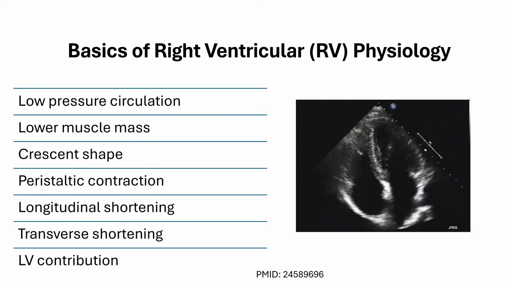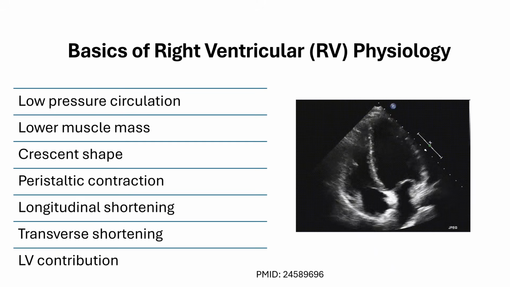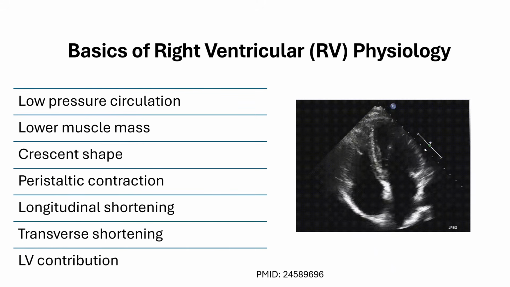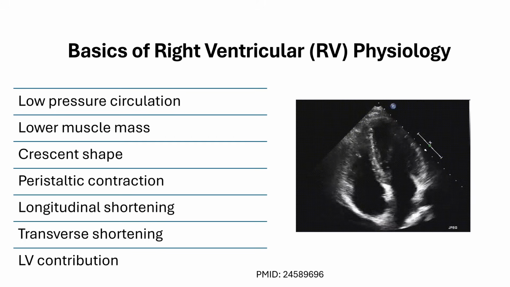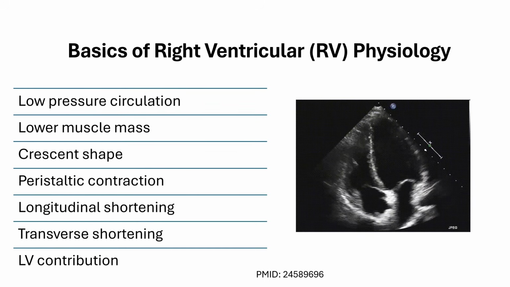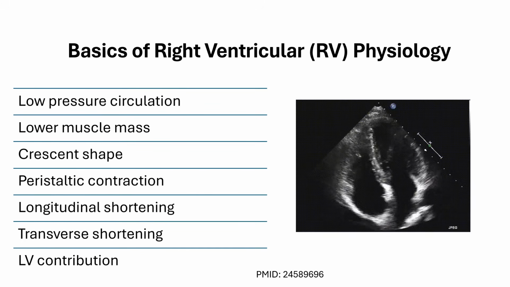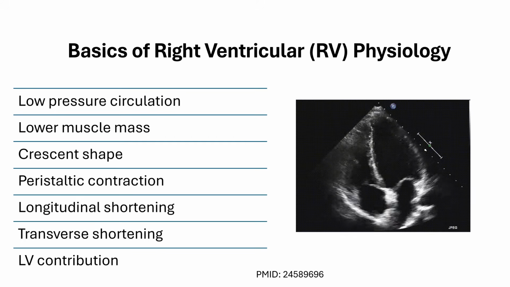Let's discuss the basic facts of normal right ventricular physiology. Under normal conditions, right ventricle ejects into low pressure circulation within pulmonary artery and its branches. Because of that, the right ventricle has much lower muscle mass than left ventricle, and because of that, it doesn't do well against acute rises in pulmonary vascular resistance. Its shape and anatomy is quite complex, which complicates its echocardiographic assessment.